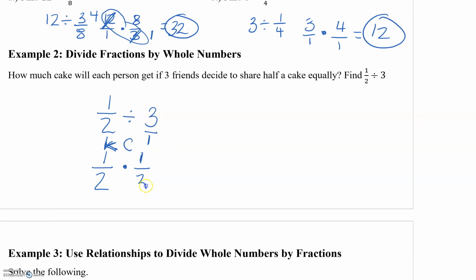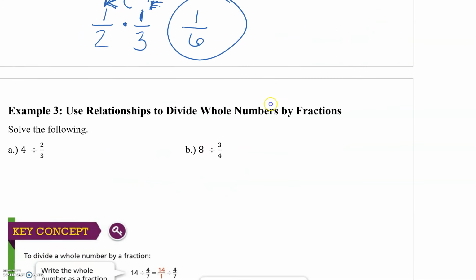So now I have 1/3, and that's the flip. Okay, so multiply across, I get 1/6. So each friend is going to get 1/6 of the cake. All right.